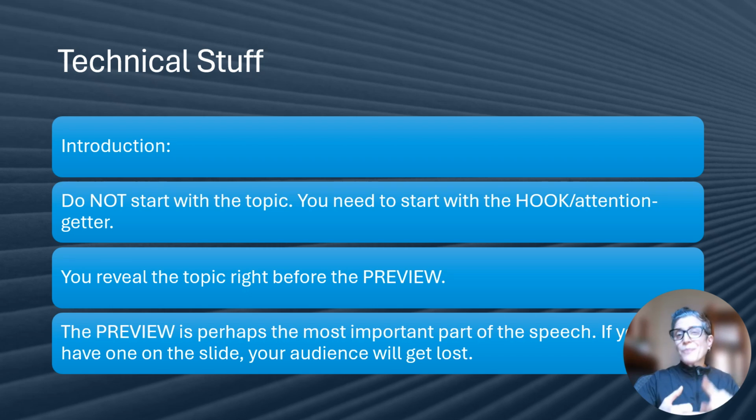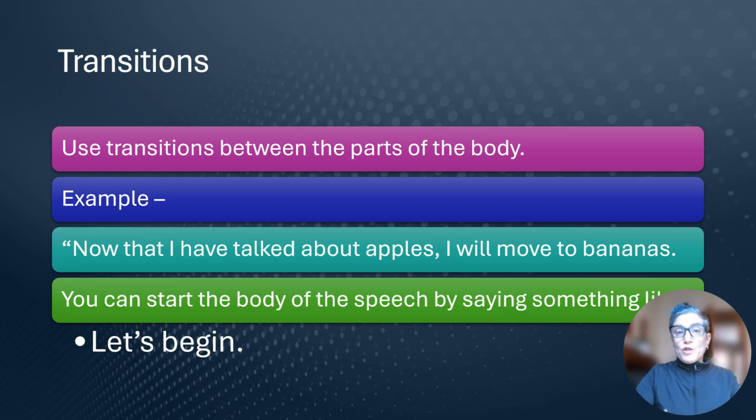That preview must be on your slide. It is perhaps the most important part of your speech. It keeps the audience from getting lost. Don't forget about transitions. You want to use transitions between the parts of the body. Sometimes they're called internal previews or internal summaries. Now that I've talked about apples, I'm going to move to mangoes. Now that I've talked about mangoes, I'm going to move to kiwis, however you want to phrase it. And you can start the body of the speech by saying something like, okay, now let's begin.